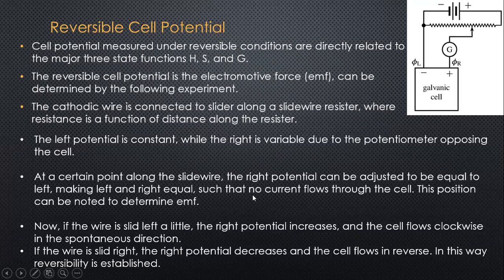Now, if I move this to the left a little, the right potential would increase. Current will flow clockwise in a spontaneous direction. If I move it to the right a bit, the right potential will decrease, and the cell will flow in a reverse reaction. In this way, we can establish our reversibility and determine our cell potential.